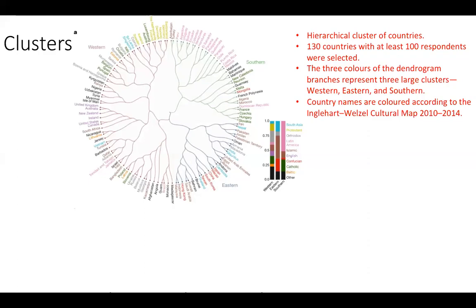So what do you see? What is the eastern cluster composed of mostly? Do you see some pattern in the three clusters: Eastern, Western, and Southern? Any patterns that you observe? Asian countries, yes. That is the eastern part. So Anirban says Asian countries compose the eastern part. The southern part, mostly European countries.